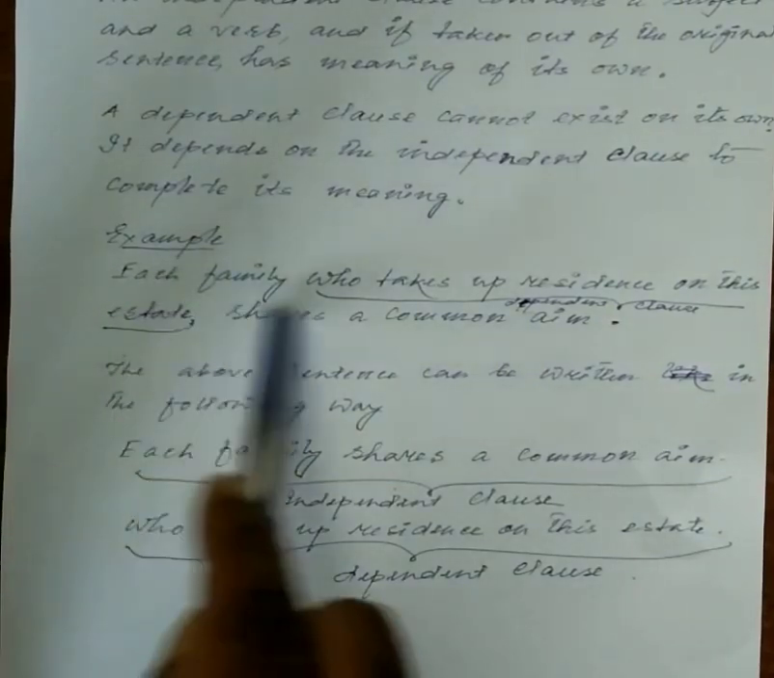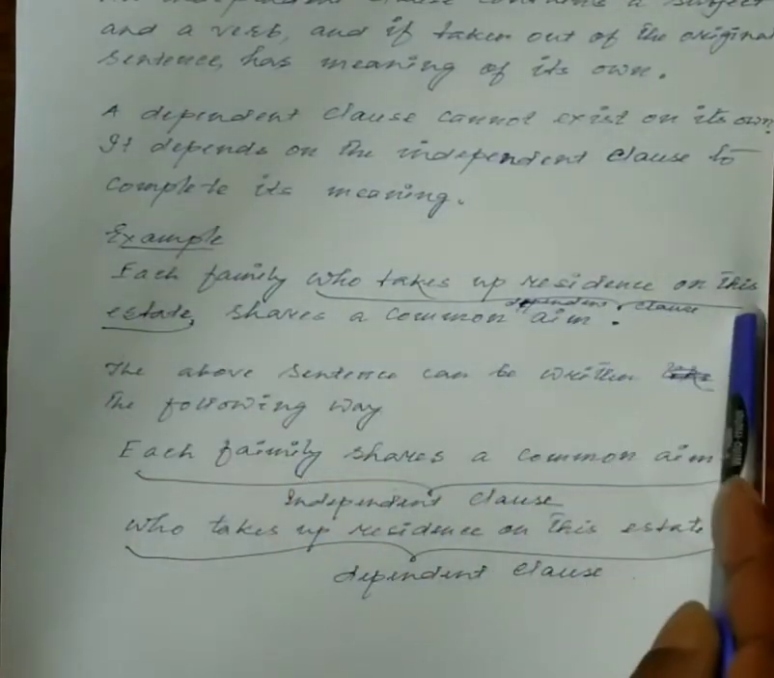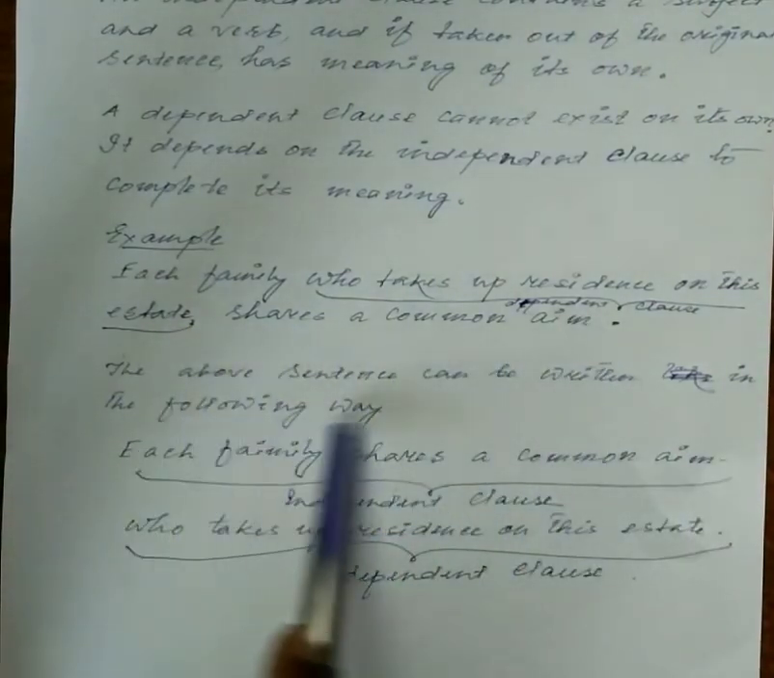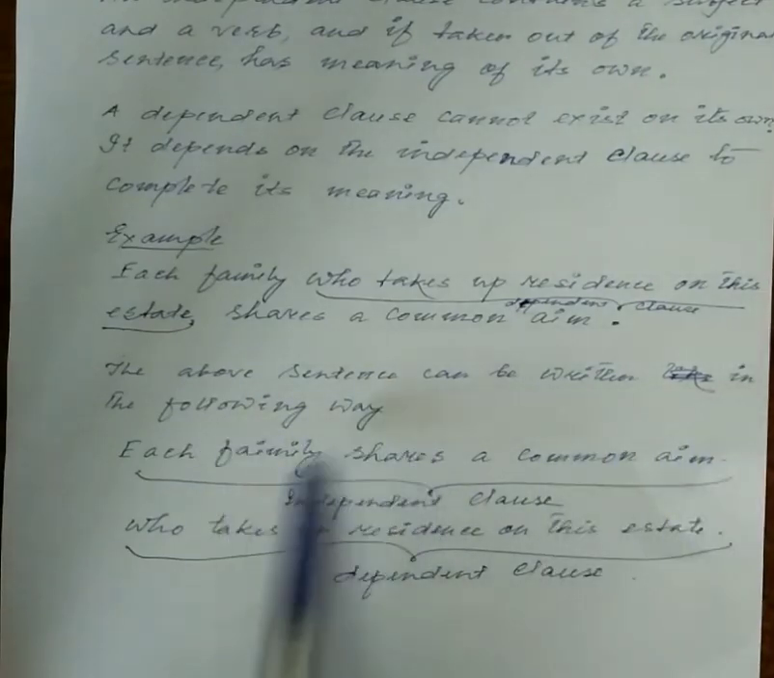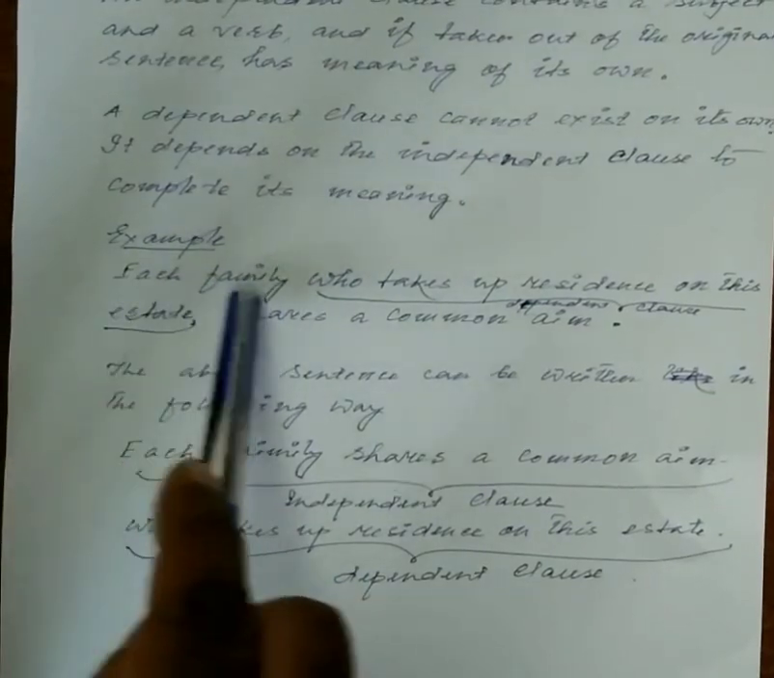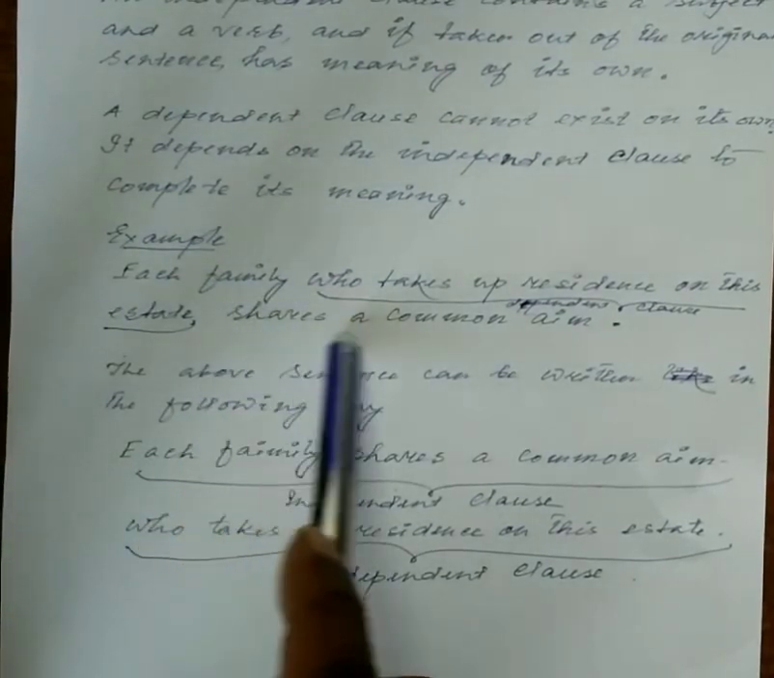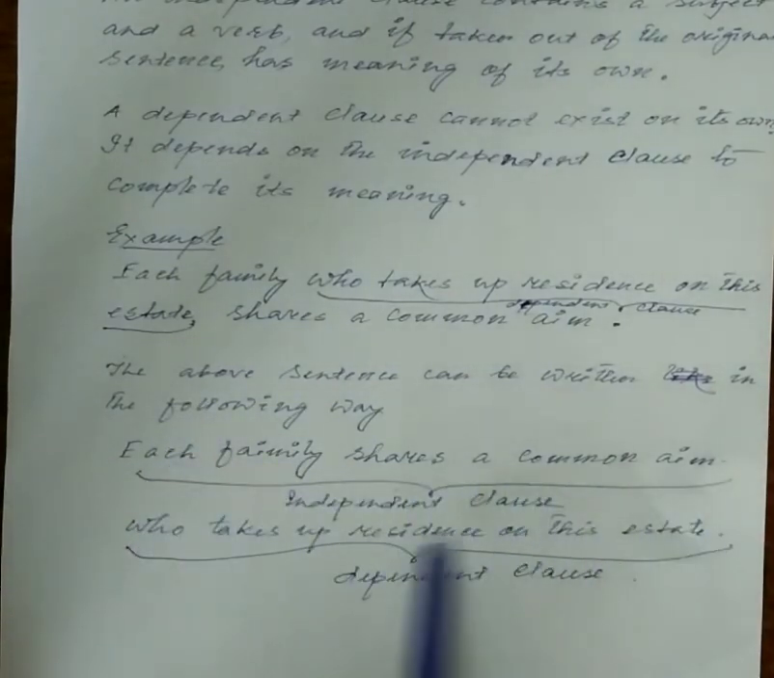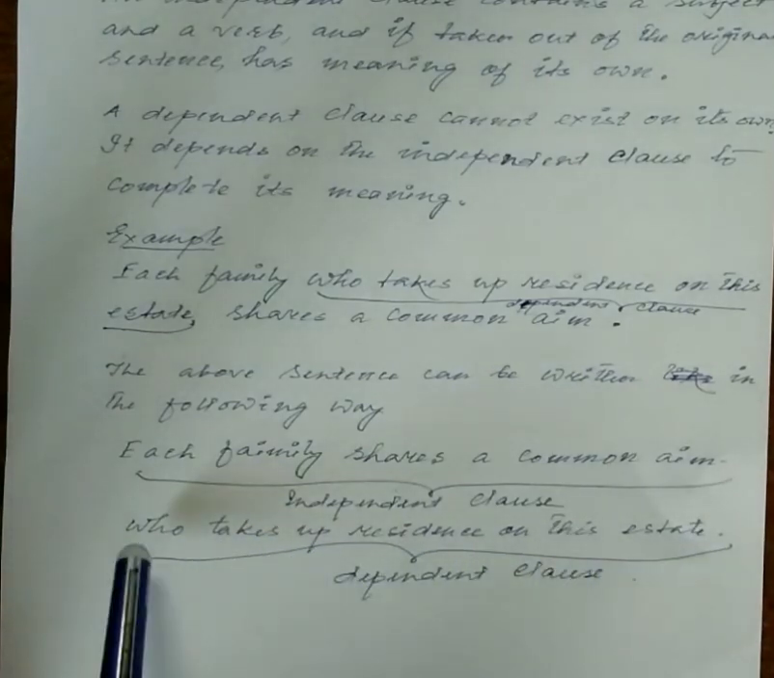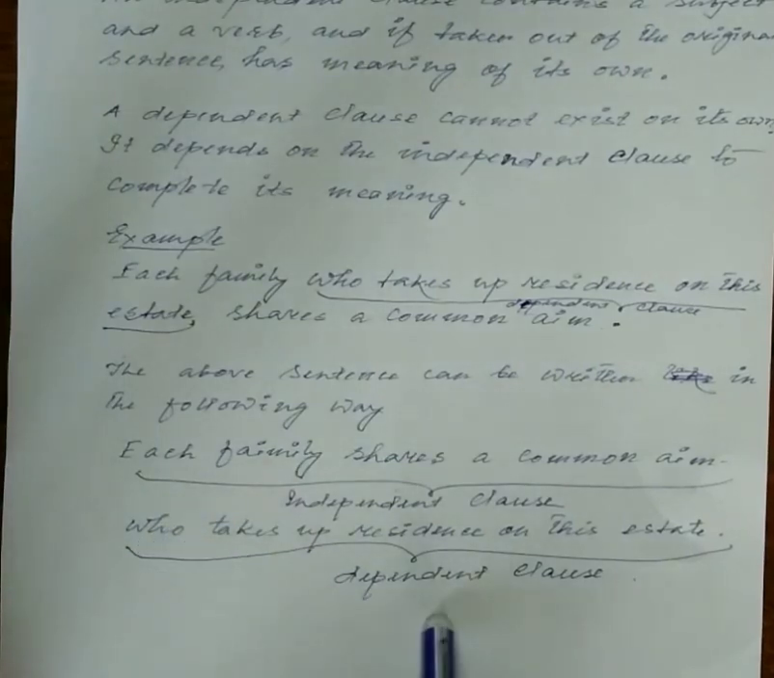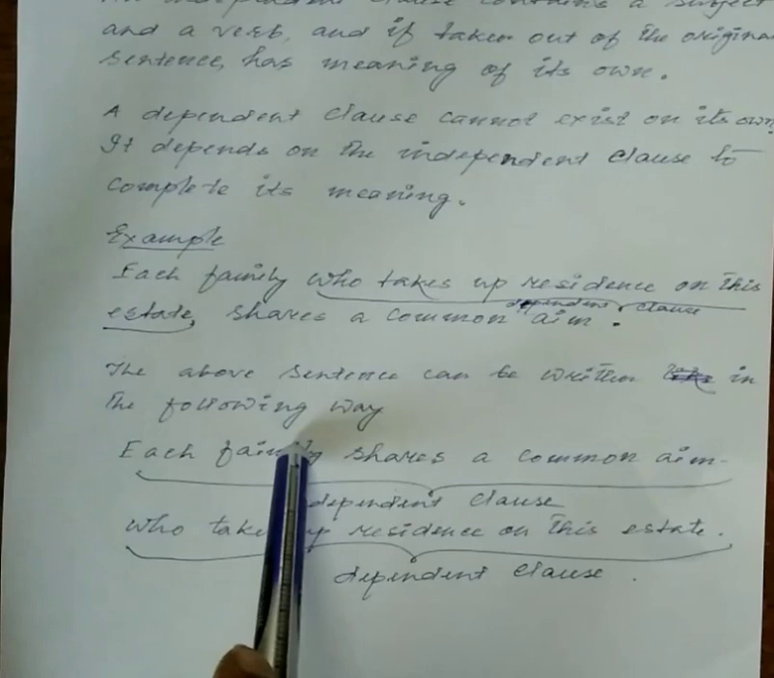Okay, examples. Each family who takes up residence on this estate shares a common name. Now here, the above sentence can be written in the following way. Each family shares a common name. Each family, the first two words, and then the last four words make the independent clause. Each family shares a common name, that is the independent clause. Who takes up residence on this estate, it starts with who, that is your conjunction, so it is a dependent clause. It depends upon that independent clause.